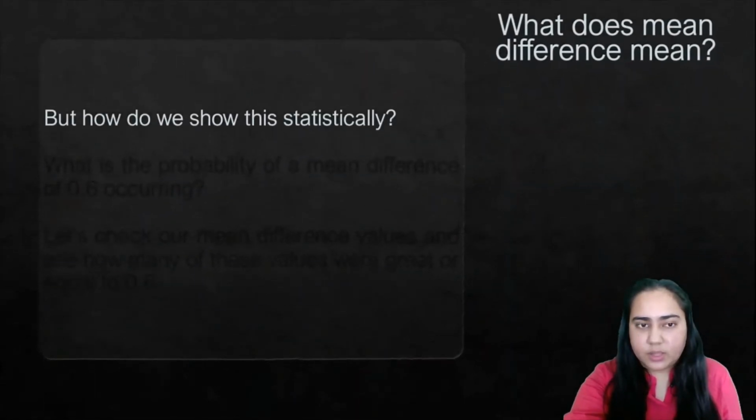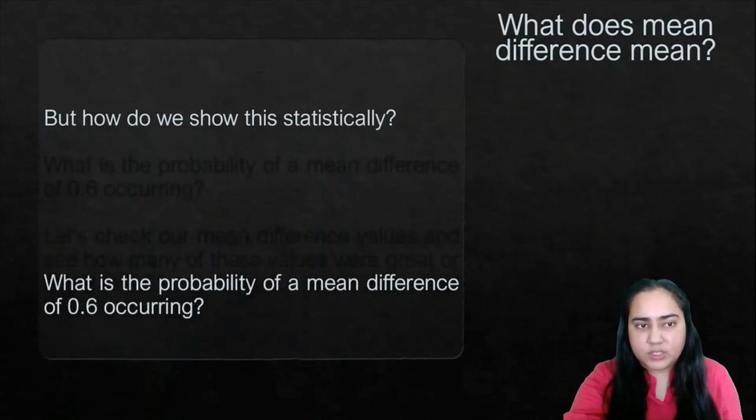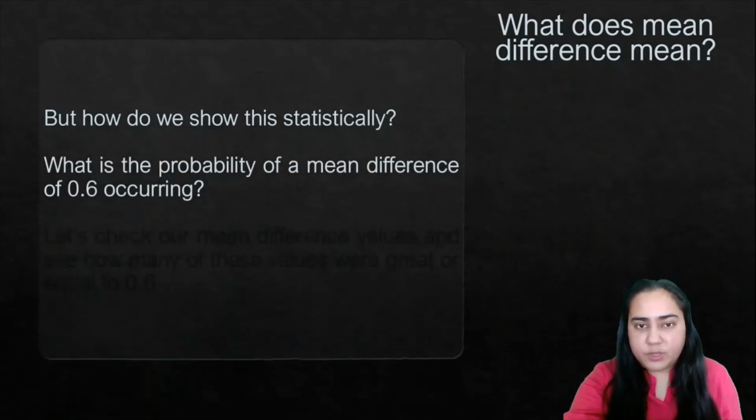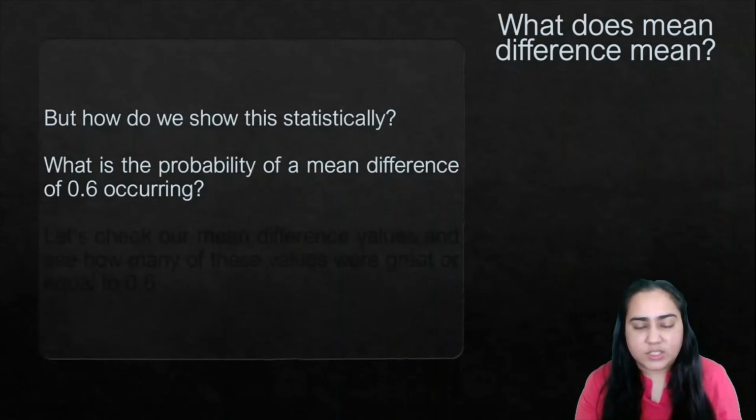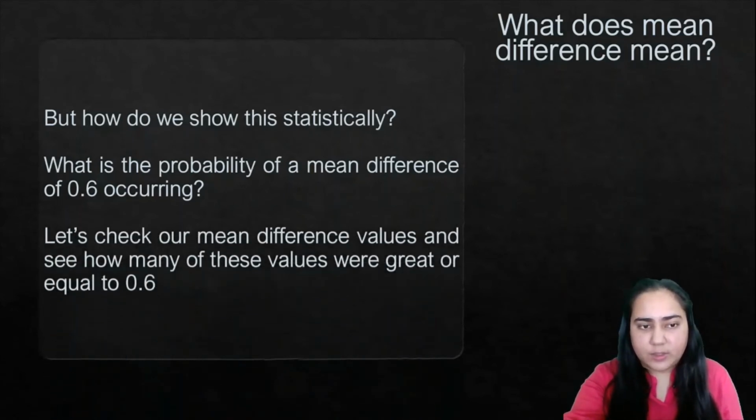Now, what does that actually show us statistically? How do we show that statistically? What is the probability of the mean difference of 0.6 occurring? Whether that 0.6 mean difference is a random coincidence or is it statistically meaningful. So that's what we need to check.